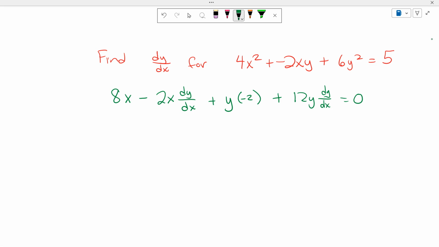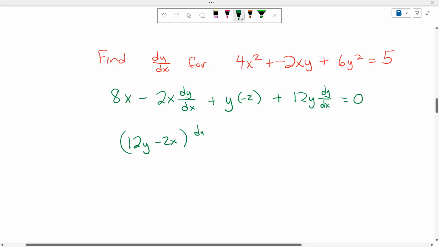So you get the dy dx's together. So it's 12y minus 2x times dy dx. Take everything else to the other side. So it's 2y minus 8x. And then we divide each side by 12y minus 2x.